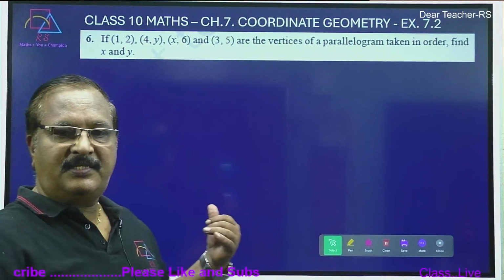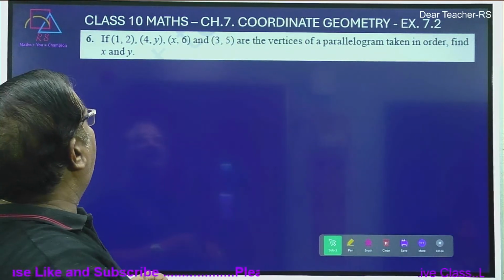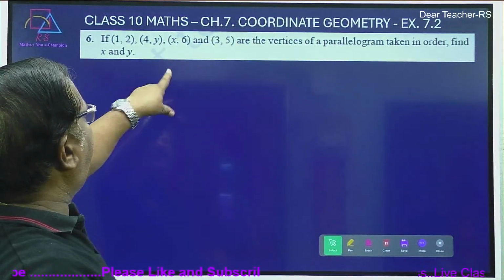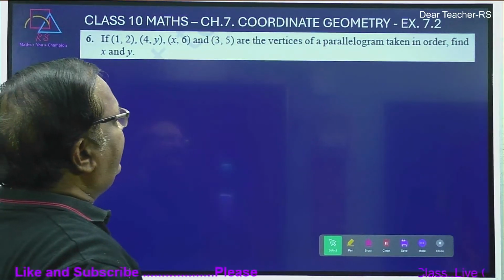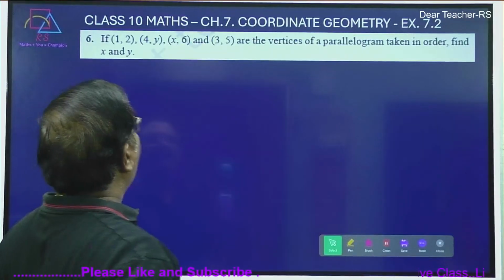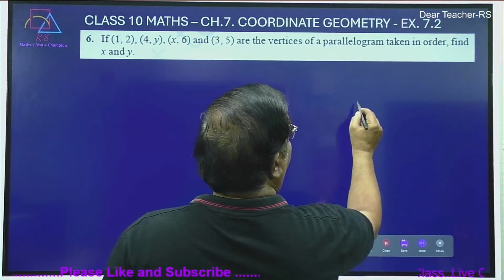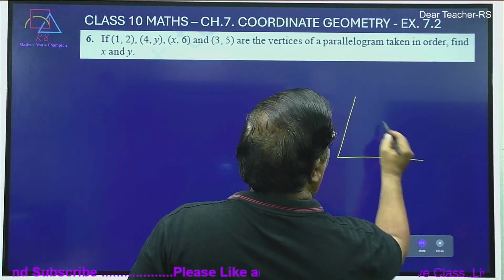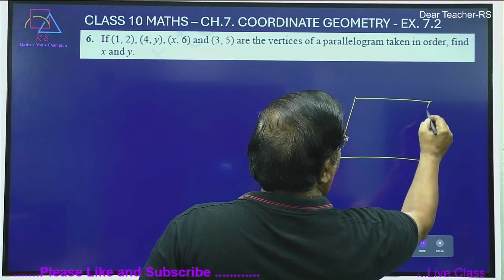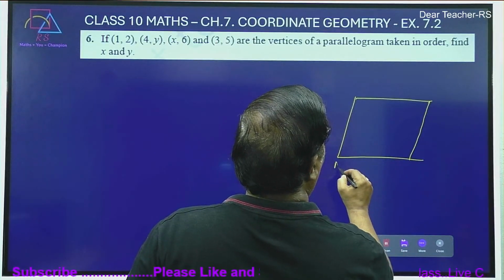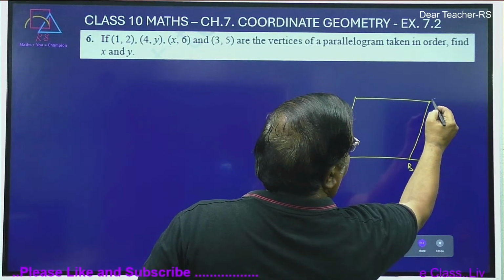So now this is also an important question. 1, 2, 4y, x6, 3, 5 are the vertices of a parallelogram. Find x and y. So now you should know the properties of the parallelogram. Okay, A, B and C and D.